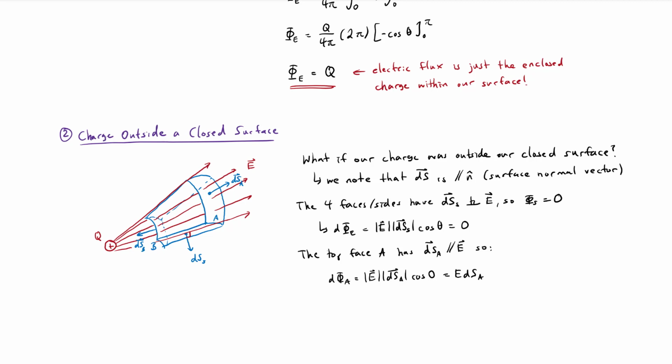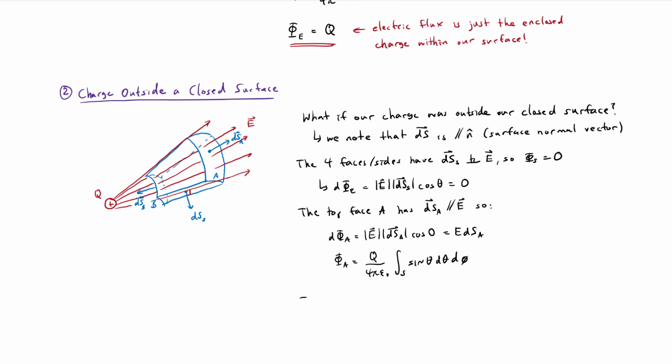And if we integrate that, we get the total flux of A being Q over 4 pi epsilon naught of the integral of sine theta d theta d phi. So that's just a simplified form. What this means is we'll be able to calculate the flux going through face A.